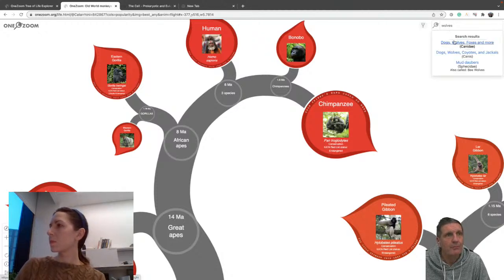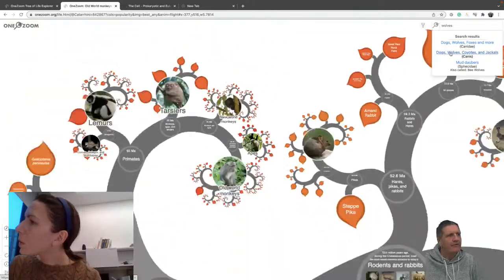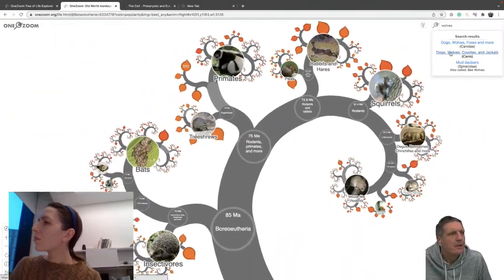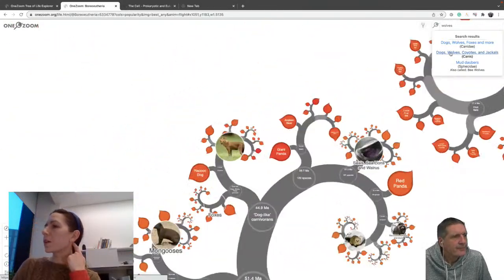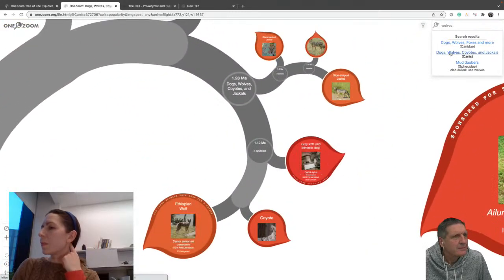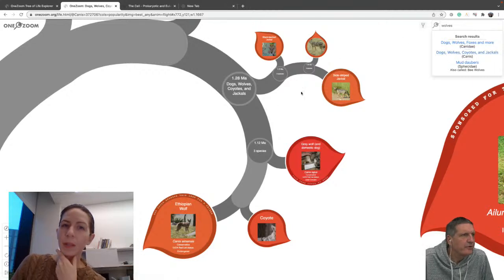Dogs, wolf, foxes, and more. Okay, let's try that. Well, I think I found something. I found the gray wolf. Okay, here we go. Go ahead. No, that's fine, Georgia.